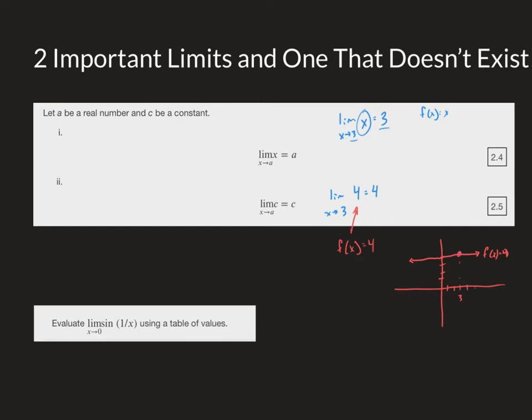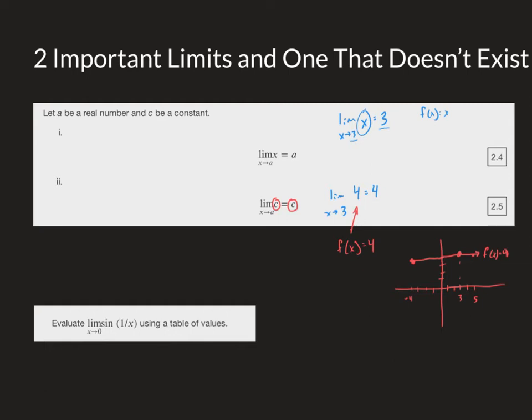How about as x approaches 5? Where's the graph? Hey, it's up at 4. What about at negative 4? Hey, the graph is up at 4. So the limit of a constant function is that constant. Because it's a horizontal line, the y-coordinate never changes.